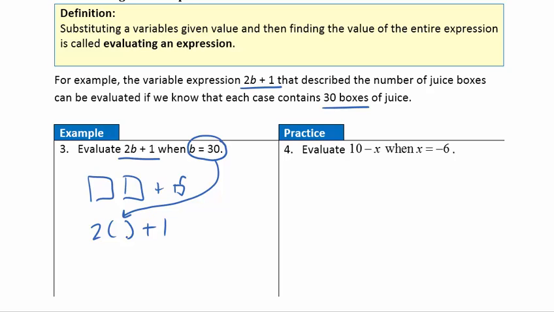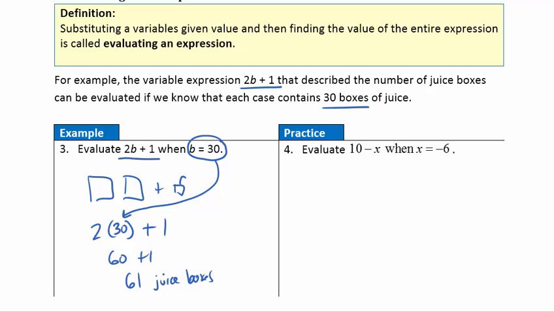Now, one thing when we're substituting a value for a variable, always put parentheses around where the variable was. This will take care of all the mathematics that needs to happen after you make that substitution. So it's a good idea to always put parentheses around there. So where the b was, now I start with a set of parentheses and I put the fact that b is 30. And now you can see the parentheses are telling us there that we need to take 2 times 30. So that's going to be 60 plus 1. And so we have 61, and in this case, juice boxes.